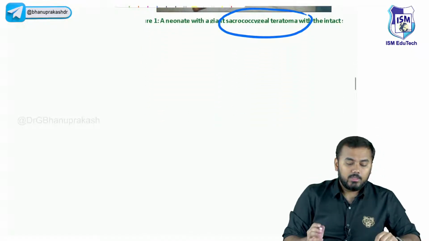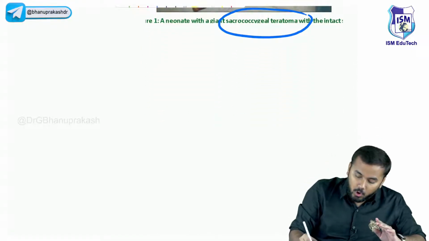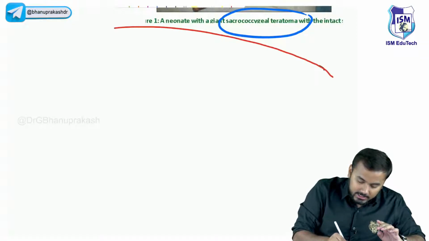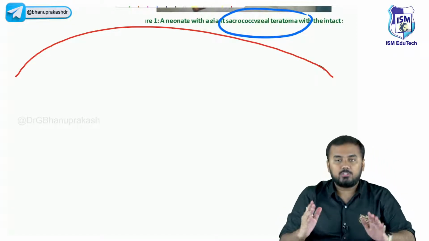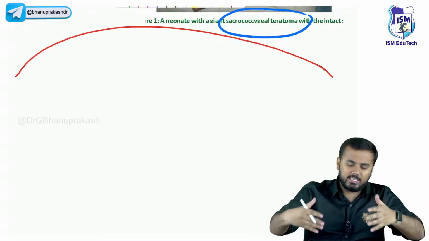Okay, so now let me draw the ovary. Let us discuss the story which is inside the ovary. Let us say this is the ovary. I cannot draw the full ovary. Just think this is an ovary.